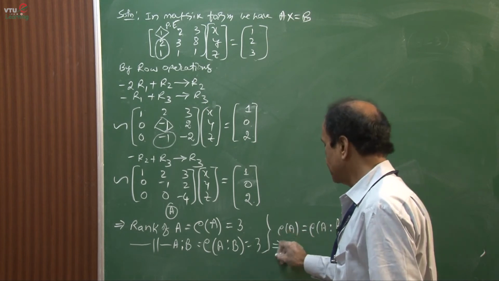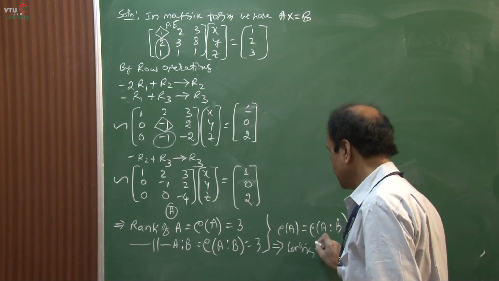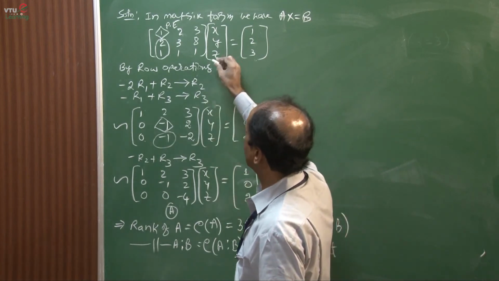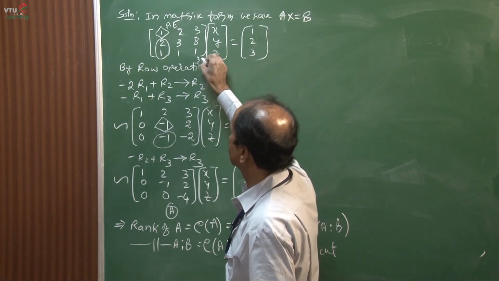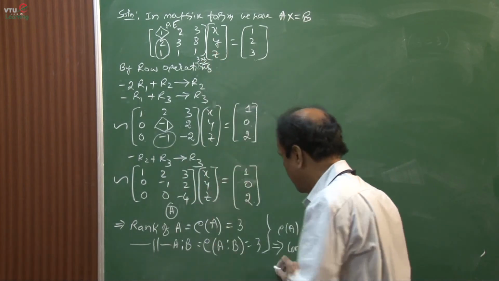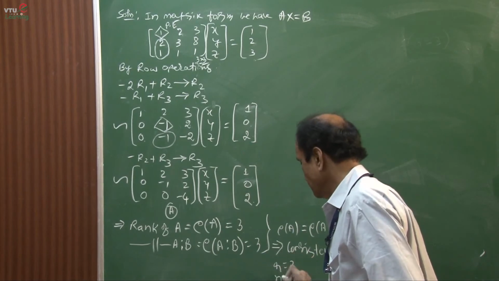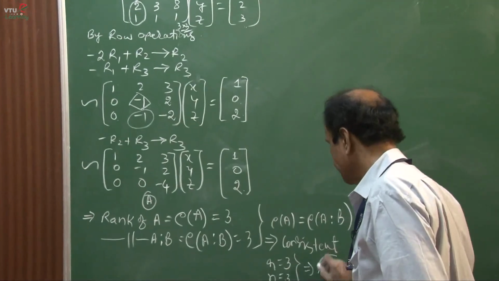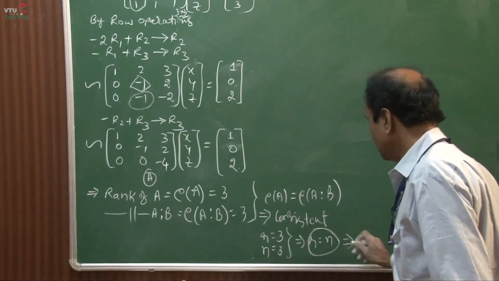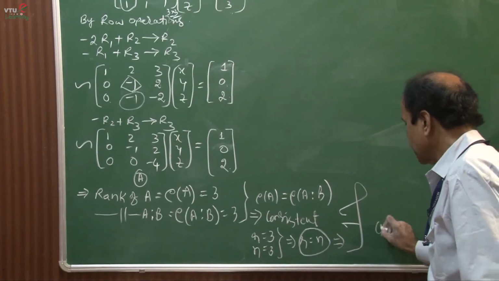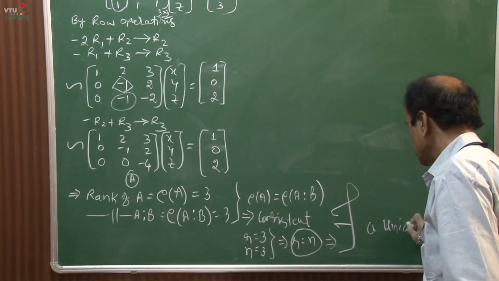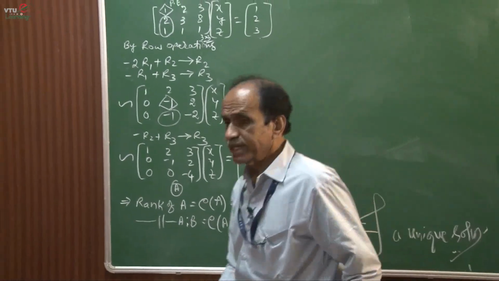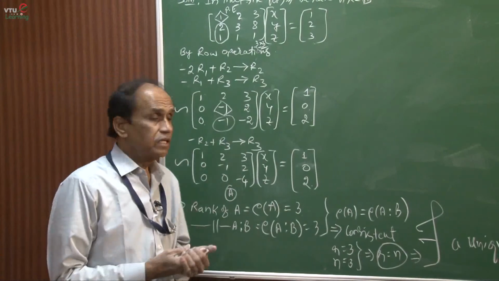AB implies consistent. Consistent means the rank is compared with the order of the matrix. Order of the matrix means 3 cross 3. That means R equal to 3, N equal to 3. This implies R is equal to N. R is equal to N means there exists a unique solution. There exists a unique solution means a single solution.